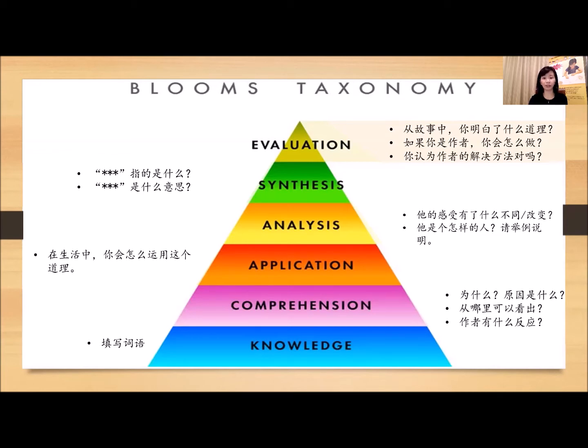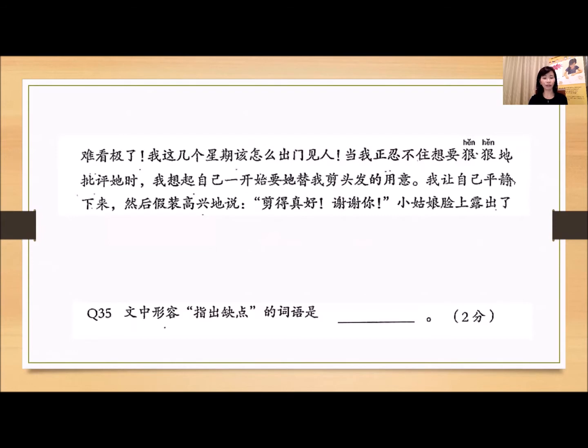We will look at the first level, which is knowledge, 填写词语. Okay, I would say this section is the easiest of all because you don't need to write a lot and you gain the 4 marks. Okay, question 35 is asking 指出缺点的词语是什么? Are you able to identify the vocabulary from this paragraph? Okay, let me go through this with you.